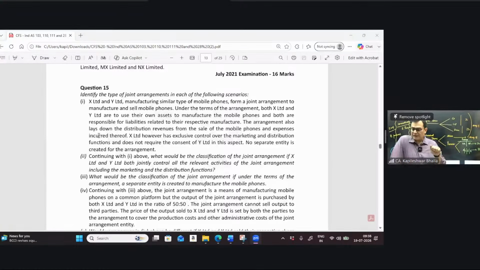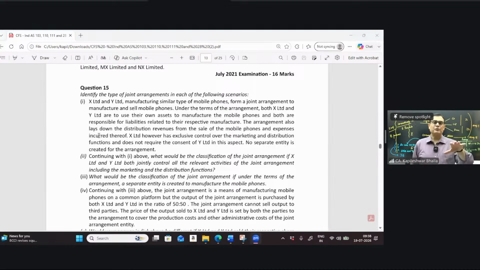X and Y, manufacturing similar types of mobile phones, form a joint arrangement to manufacture and sell mobile phones. Under the terms of the arrangement, both X and Y use their own assets to manufacture the mobile phones, and both are responsible for liabilities related to their respective manufacture. The arrangement lays down the distribution of revenues from the sale of mobile phones and expenses incurred. X, however, has exclusive control over marketing and distribution functions and does not require the consent of Y in this respect. No separate entity is created in the arrangement. I think the highlighted point is that no separate entity is created.